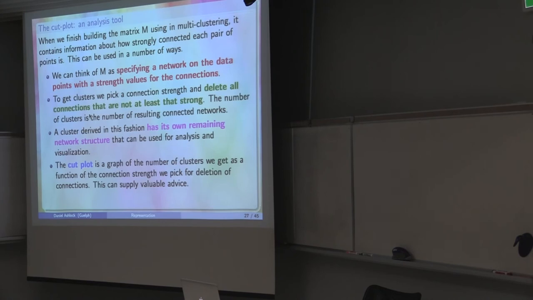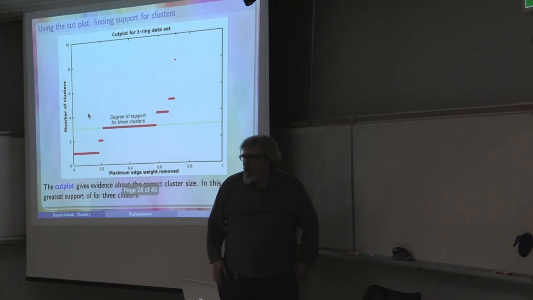We can think of M as specifying a network on the data points with a strength value for each connection. To get clusters, we pick a connection strength and delete all the connections that are not at least that strong. So I'm getting toward a definition of weak. The number of clusters is the number of resulting connected networks. The clusters derived in this fashion have their own remaining network structure that you can also look at. Finally, a cut plot is a graph of the number of clusters you would get as a function of the strength you chose to cut at. So if you don't cut, probably everything is connected. Cut here, suddenly it falls into two clusters, and so on. The nice thing about the cut plot is it actually gives you advice about how many clusters there are.